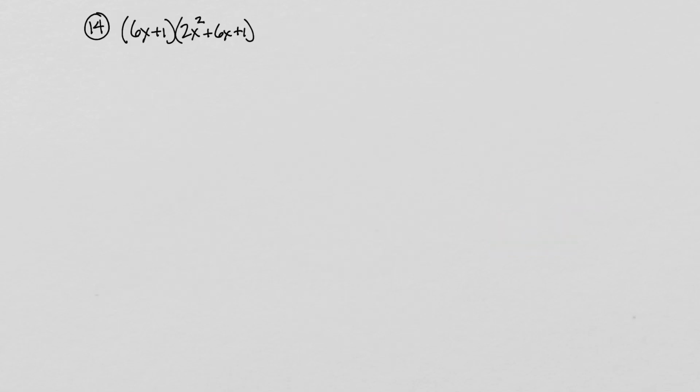So in 14, what we're going to do now is take a binomial, a two-term expression, and multiply it through this trinomial, a three-term expression. So we're going to use the same idea as we did before, the same procedure. We're going to start with the 6x, the first term, and run it all the way through all three of those. Then we're going to move over to the 1 and run it all the way through. So let's give it a start.